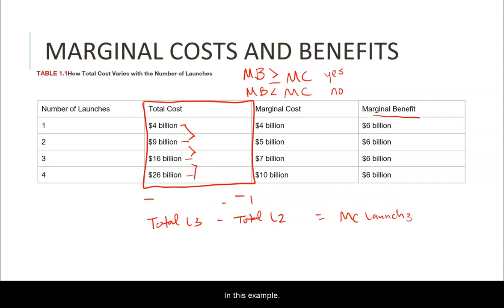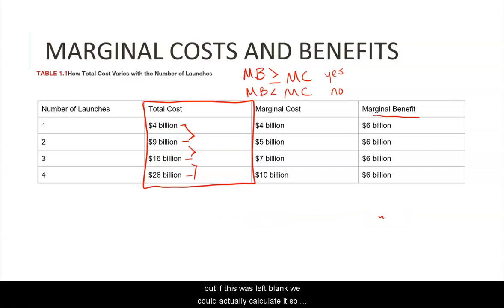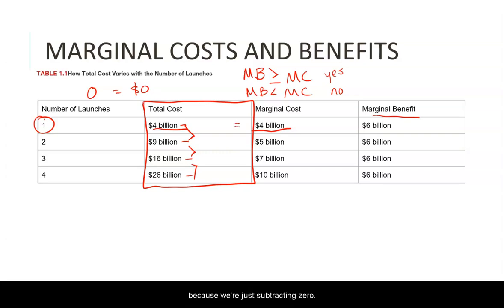So in this example, we already have it written here in the table, but if this was left blank, we could actually calculate it. So what we would do is we'd say, okay, for the first one, we're just going to assume if it doesn't tell us that 0 launches is going to cost $0. If we're talking about actual government programs and NASA, that's not the case. It may actually cost money, but we're just going to assume 0 and 0 if it doesn't tell us. So we'd say the marginal cost for the first one is $4 billion. Okay, it's going to be the same as the total because we're just subtracting 0.